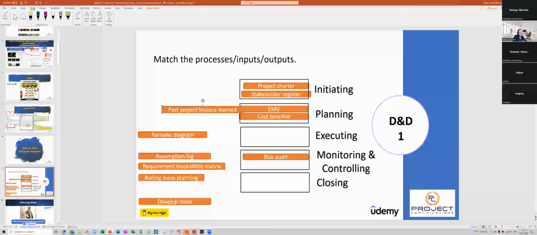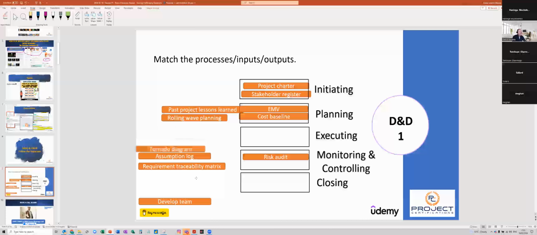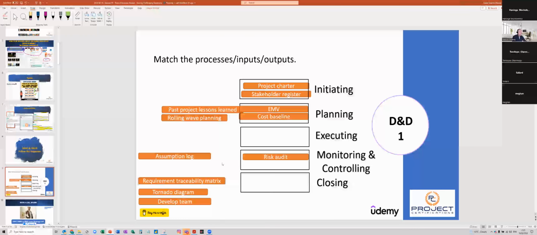Rolling wave planning. I'm thinking it's going into executing. Well, by the name, it says planning. So this goes under planning, because we decide this beforehand. Now, in execution, we act upon the plan, but we need to decide this earlier, and leveraging that need, we do rolling wave planning. So that goes into planning. Yeah. Can you do one more, please? Okay.